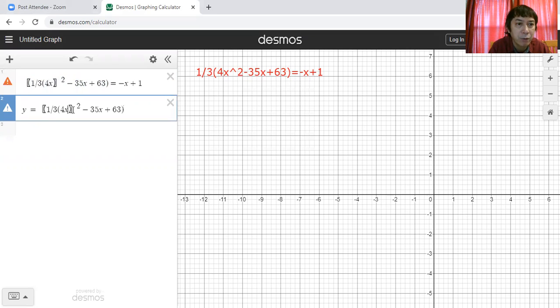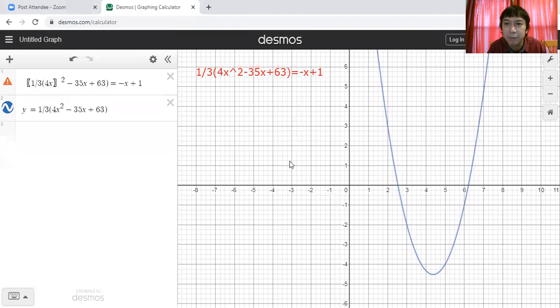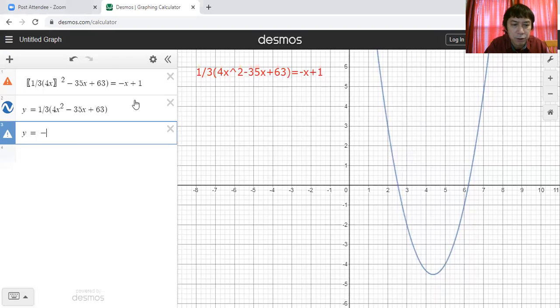We're now ready to graph it. This will be a parabola. You can see it's squared, so that must be quadratic, and you can see the parabola. Now let us graph the right side. The right side will be another equation, y is equal to negative x plus 1. That should be a line.